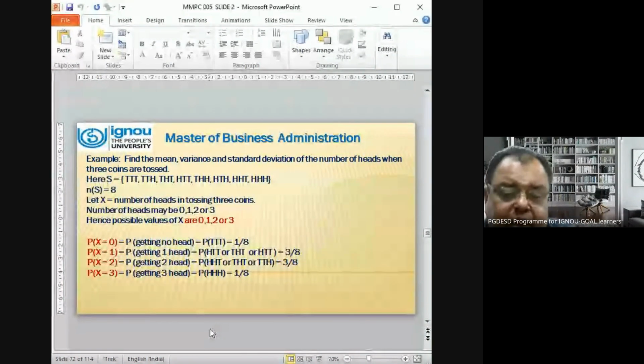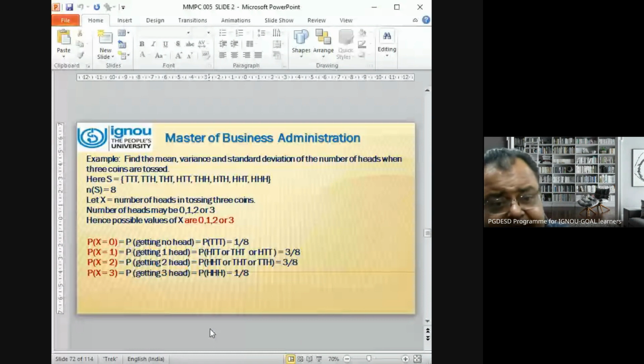Find the mean, variance and standard deviation of the number of heads when 3 coins are tossed. First of all, calculate the sample space. A coin has head and tail, correct? How many coins are there? 3 coins. 2 raised to power 3 is how much? 8. So there will be 8 outcomes in the sample space: TTT, TTH, THT, HTT, THH, HTH, HHT, and all 3 heads. These are 8 in number. So n(S) is equal to 8.